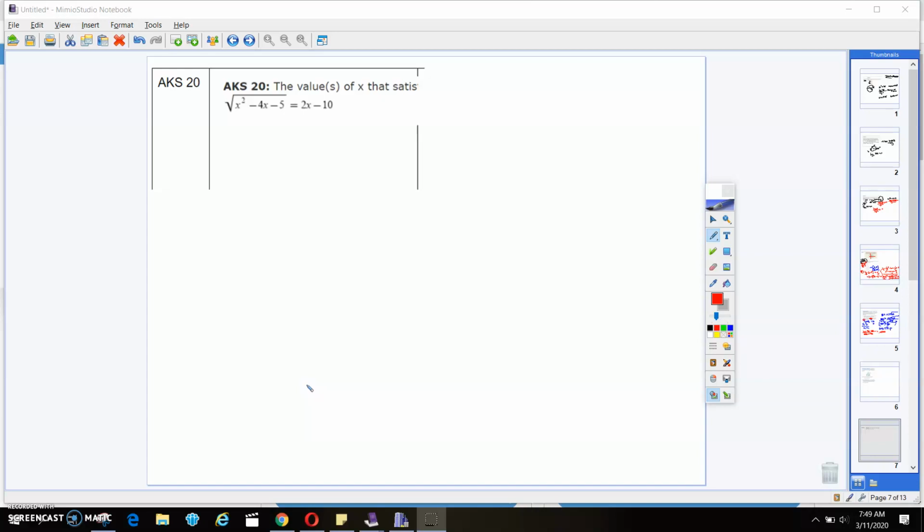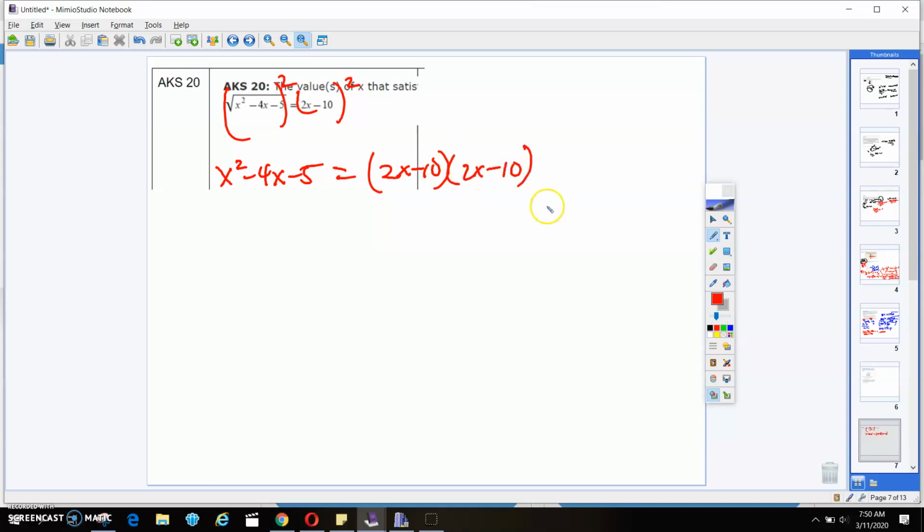But on AKS 20, okay, what you're going to do is you would isolate the radical, which the radical is already isolated. We're going to square both sides. So that's going to give you x squared minus 4x minus 5 equals 2x minus 10 times 2x minus 10. Okay? I'm going to distribute on the right-hand side.